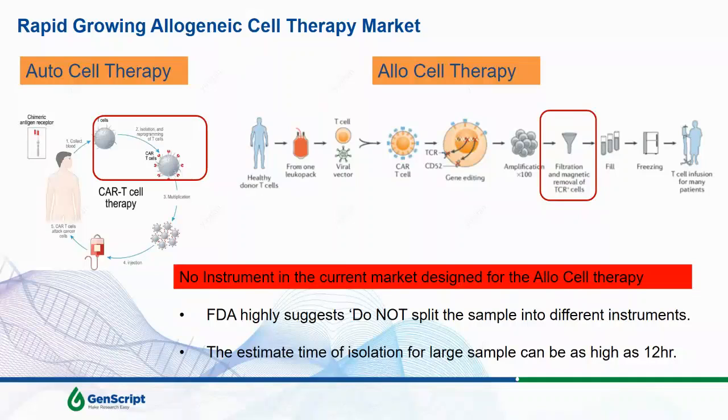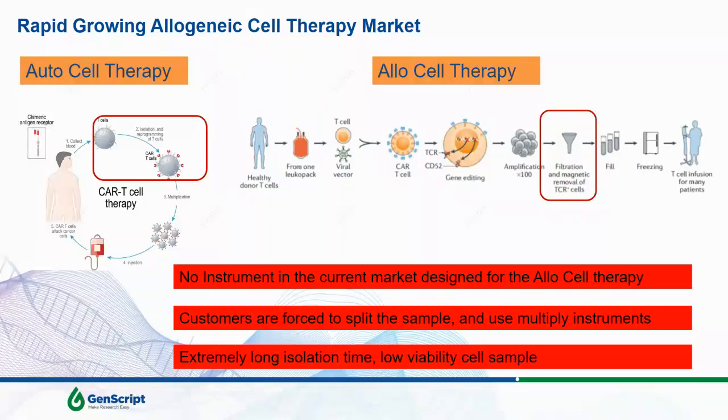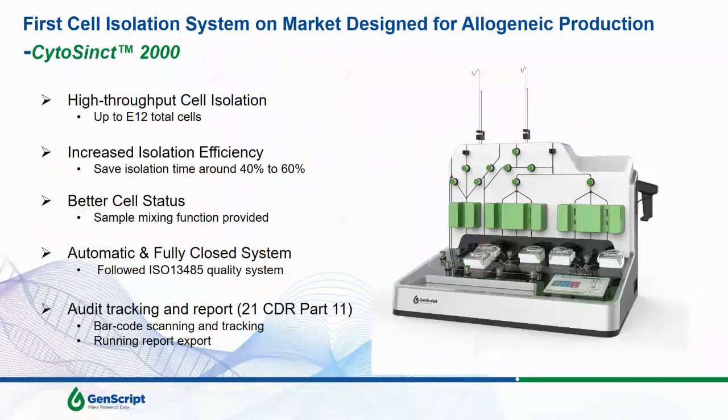Even though the authority highly suggests not to split the samples into many instruments, this is their only way out. Allogeneic cell therapy companies have to split their samples and use multiple cell isolation instruments nowadays. Not to mention the extremely long isolation time, which will cause cell injury and low viability. Fortunately, the good news is, you have GenScript.